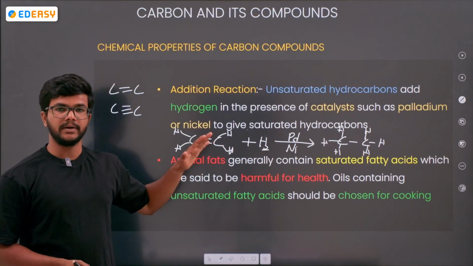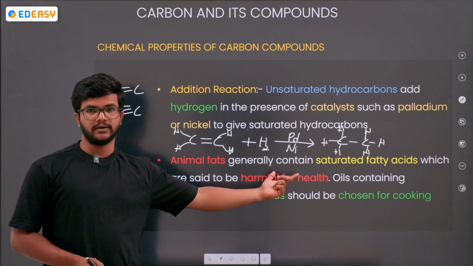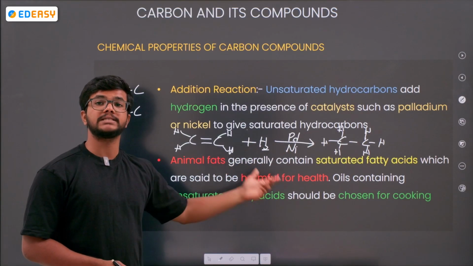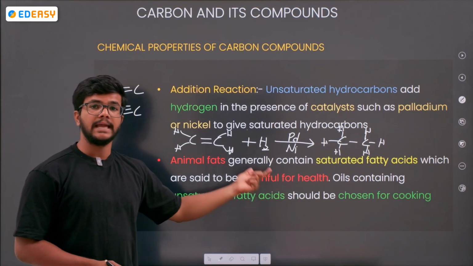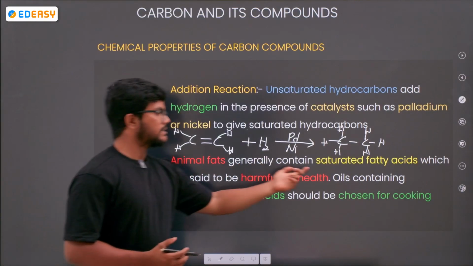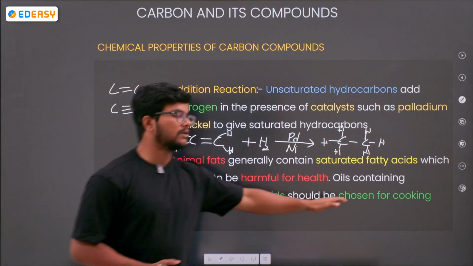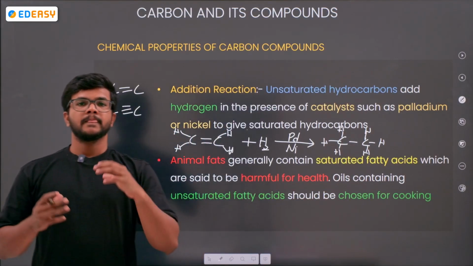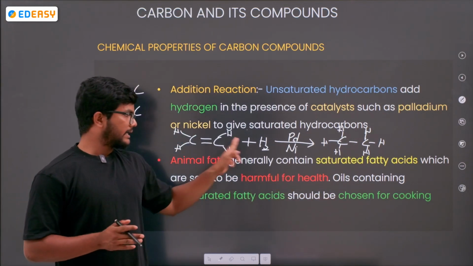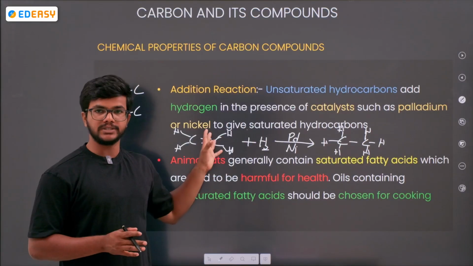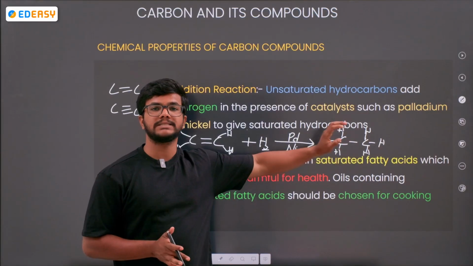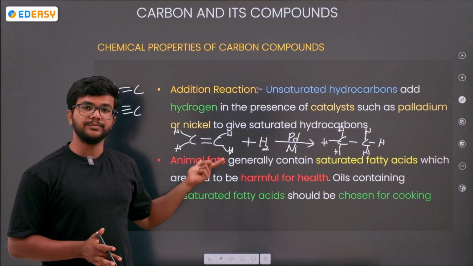Mostly remember, animal fats are saturated fatty acids, which are said to be harmful. Always remember, saturated fatty acids are harmful for our body, whereas oils containing unsaturated fatty acids are chosen for cooking. When unsaturated hydrocarbons like vegetable oils undergo hydrogenation, they are converted to saturated hydrocarbons, which are very harmful. We should not consume the saturated, but we can consume unsaturated.